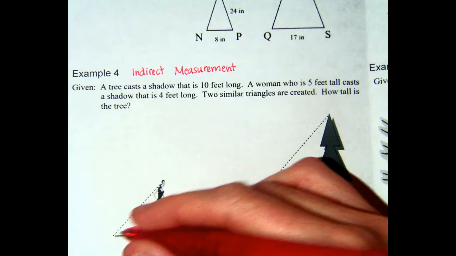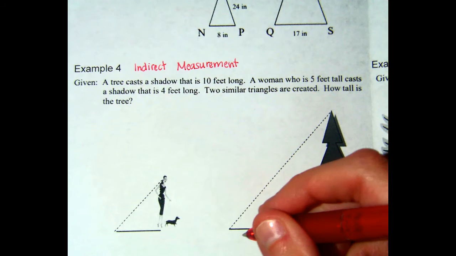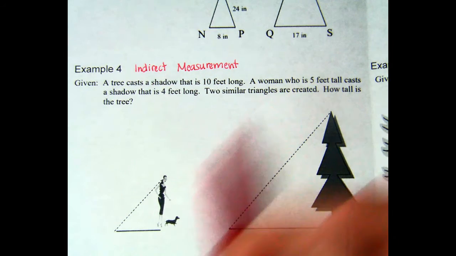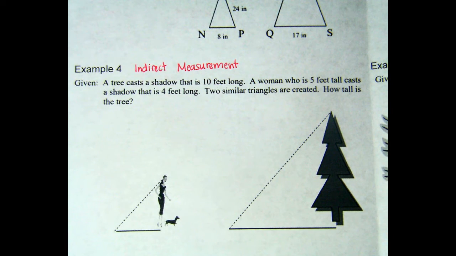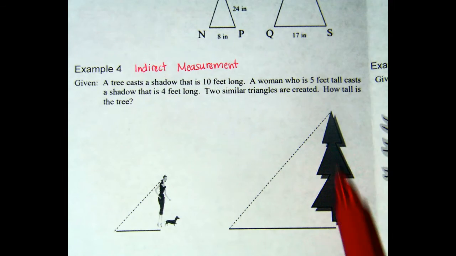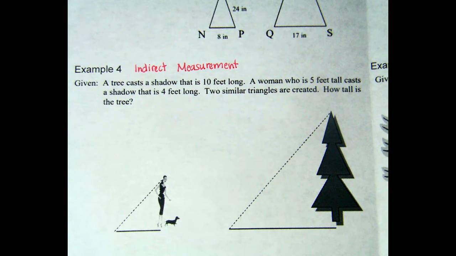So you will have this is a right angle here, and this is a congruent angle because they're corresponding. They come down in parallel lines. So we have two similar triangles. Based on that, we can figure out how tall this tree is by indirect measurement. It's the same process as what we just did. We're just going to have to fill out what we know.